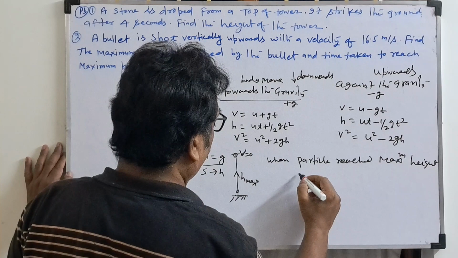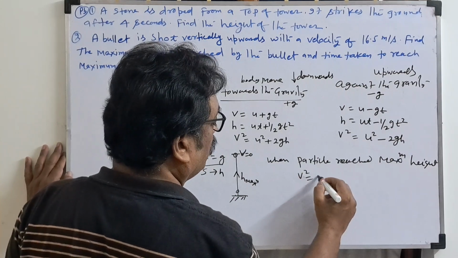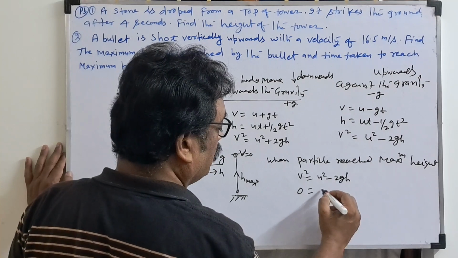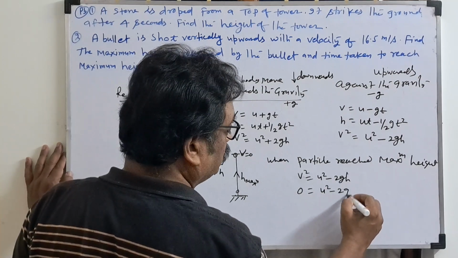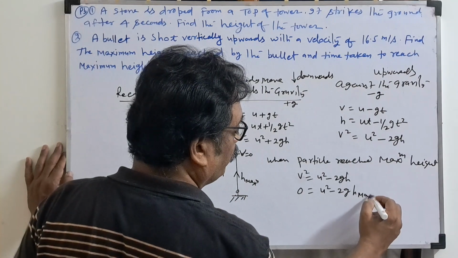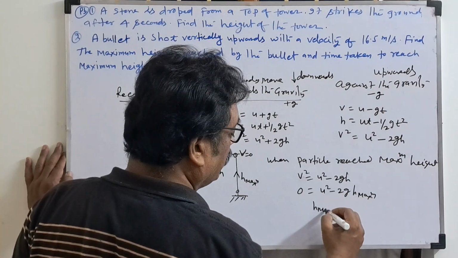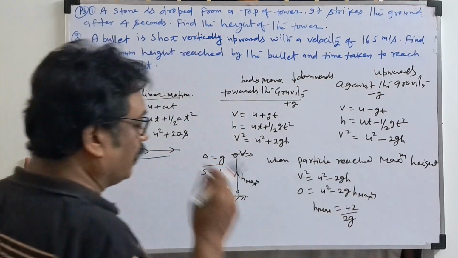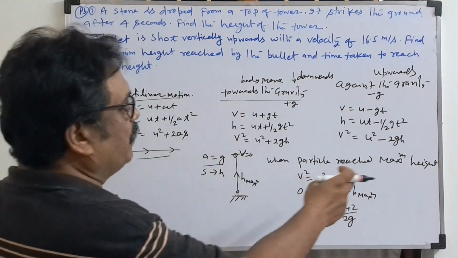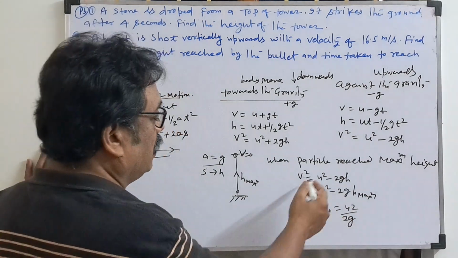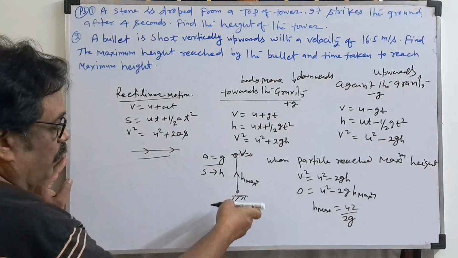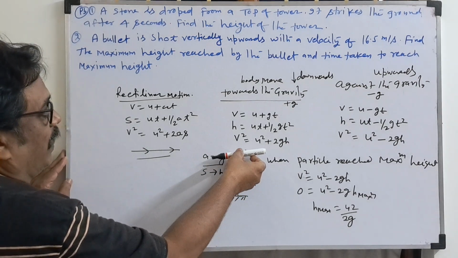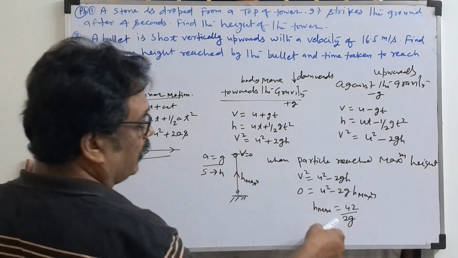So substitute in V square equal to U square minus 2GH. If V is 0, U square minus 2GH, this becomes H maximum. What is H maximum here? U square by 2G. This is the formula for H maximum. So the particle reaches maximum height U square by 2G when the final velocity is 0. Once you throw a particle from the earth surface, velocity gradually decreases and final velocity becomes 0, so we get the maximum height.